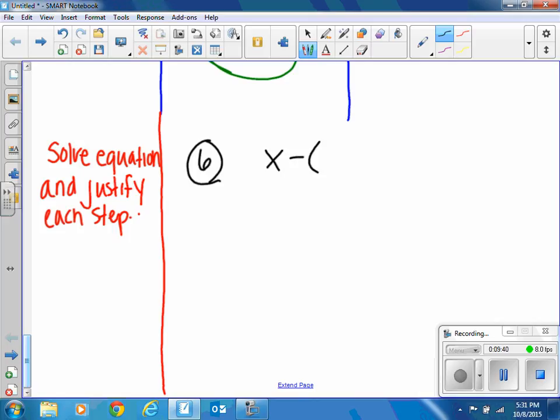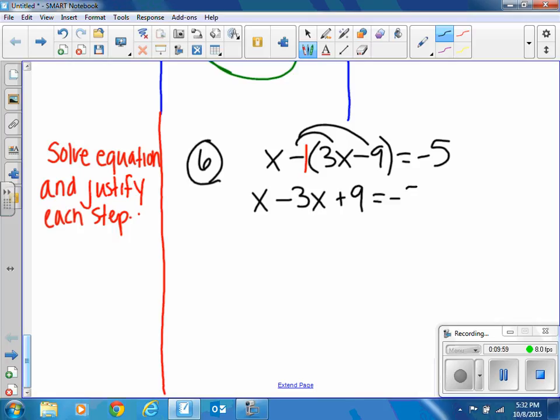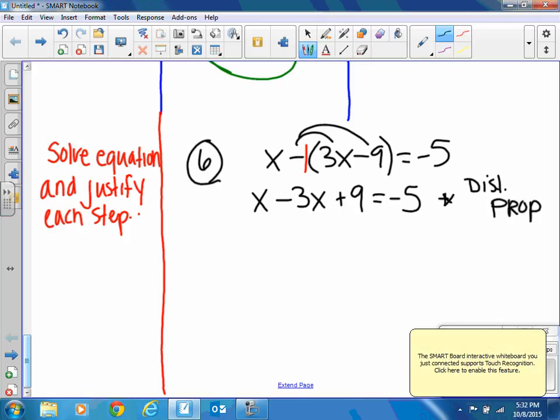So x minus 3x minus 9 is equal to negative 5. Well, what are we going to do first? We know the first thing we do with these, there's a little 1 in there, is distribute. So our x comes down. Negative 1 times 3x is a negative 3x. Negative 1 times a negative 9 is a positive 9, and that's equal to negative 5. Well, what is that? That is the distributive property.